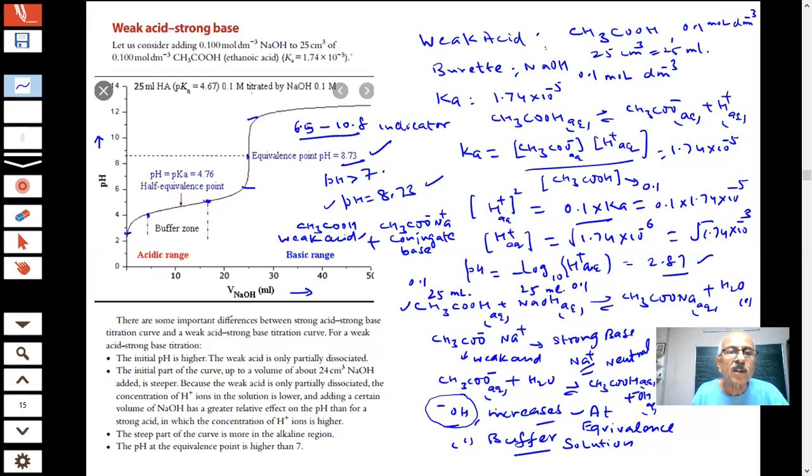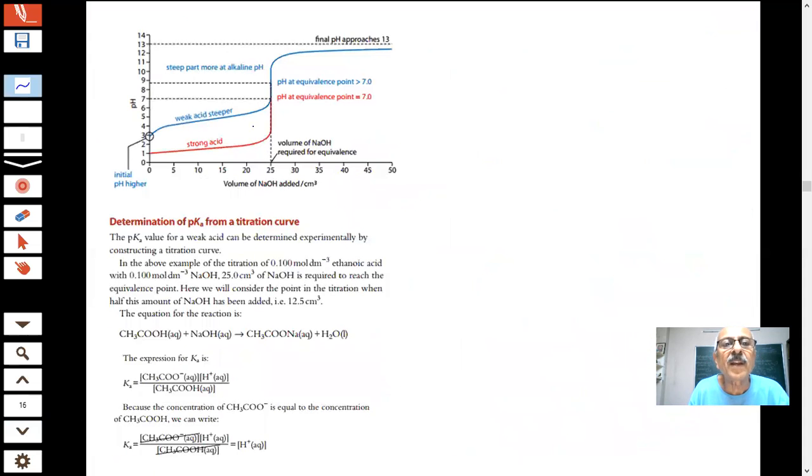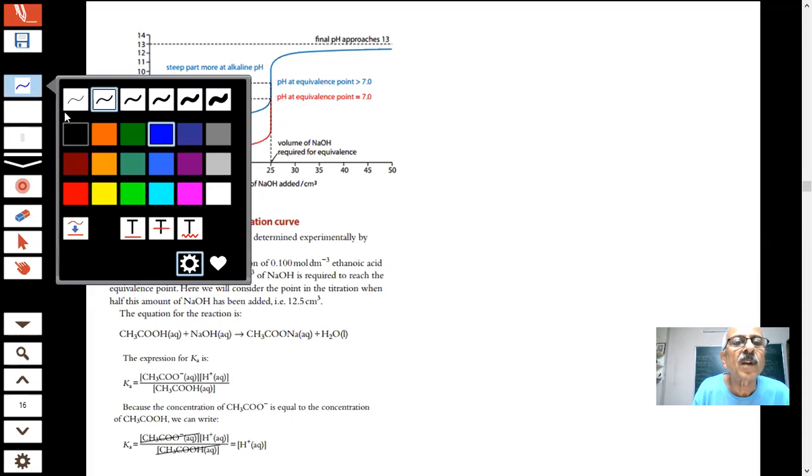So here, I hope you understood the complete of this. Okay? Further, what happens? Here I've made a comparison. You see the change in pH of a strong acid and a weak acid. You can see what is the difference between the two. Let us see some more color.